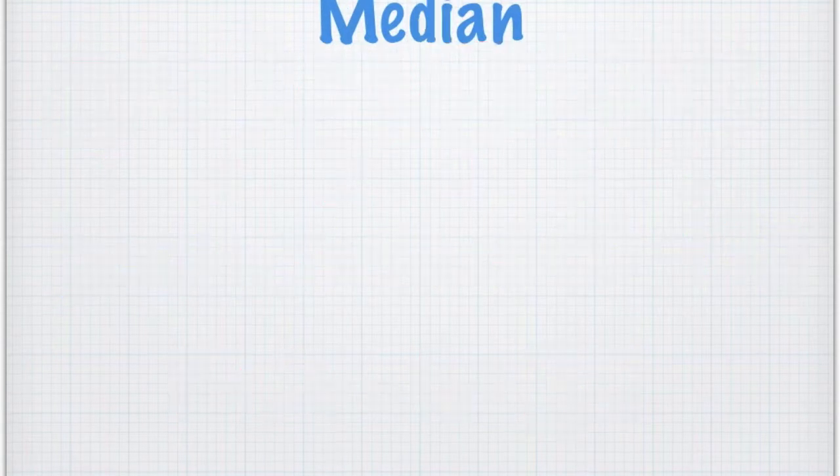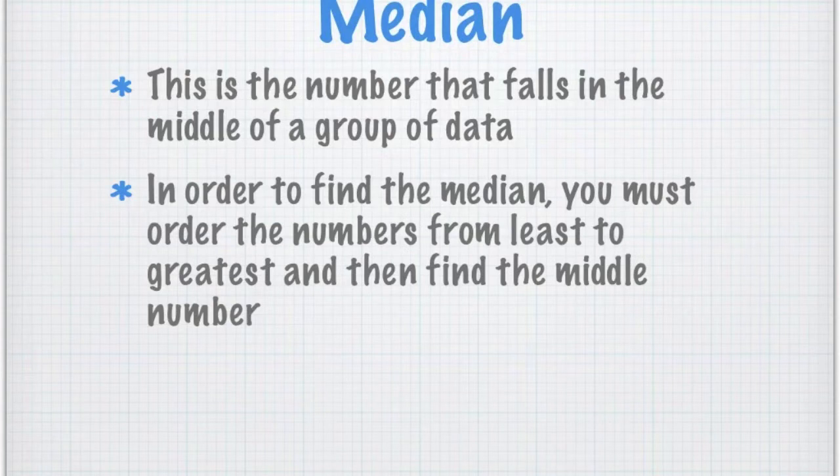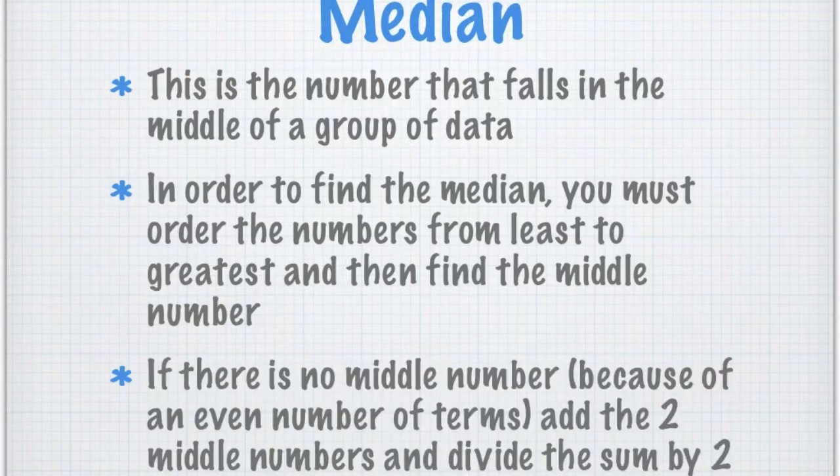We're going to continue with median. Median is the number that falls in the middle of a group of data. So in order to find the median, you must order the numbers from least to greatest and then find the middle number. If there's no middle number, because of an even number of terms, add the 2 middle numbers together and divide the sum by 2.